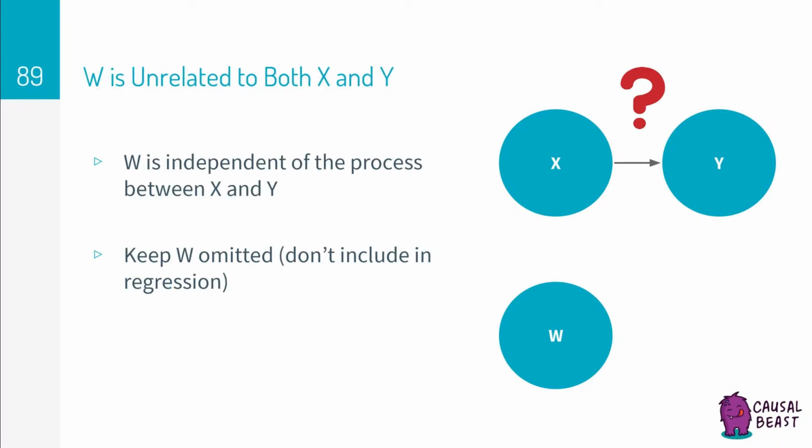Next, let's consider the case where w is unrelated to both x and y. In other words, w is not connected in any way to the model. Therefore, in this scenario, we don't have any omitted variable bias, and we like this regime because we don't have to do anything. W is unknown, and that's fine, since it has nothing to do with the model.